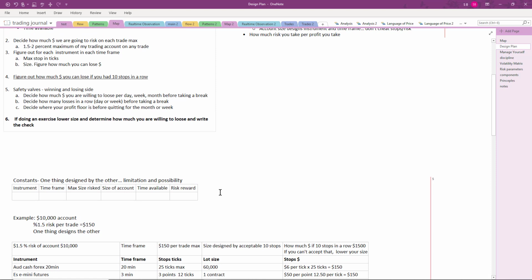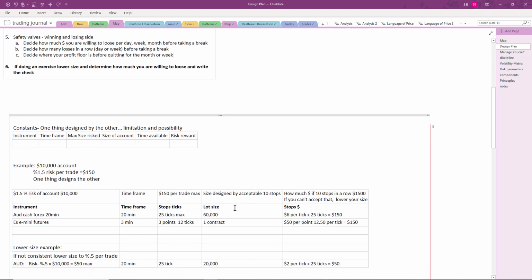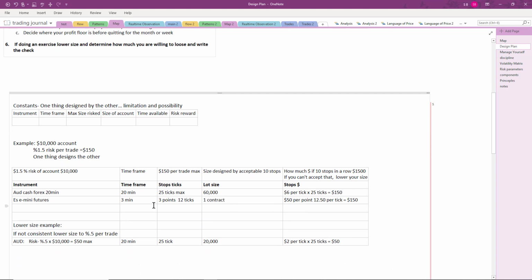All right, so here, this is basically a sheet you can fill out. I have this instrument, the euro. I trade the 20-minute, max size risk, size of account, and you can do that for everything you trade. And this is just a very basic example. All right, we did this some time ago.